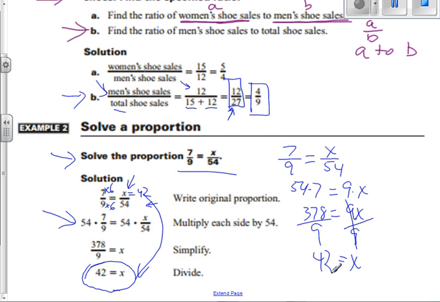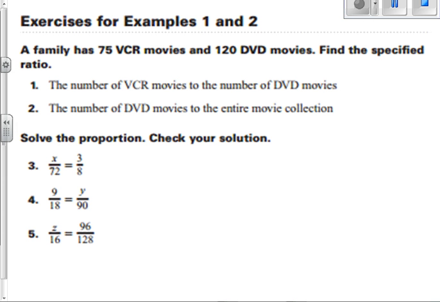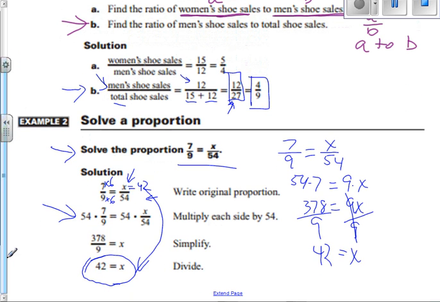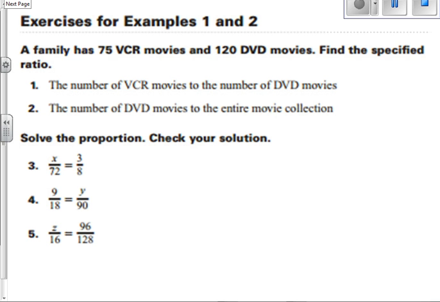So let's move on. Let's see, what do we have next? Oh, wait a minute. Yeah, I think that was it. You didn't have any on that. So let's look at the next page here.